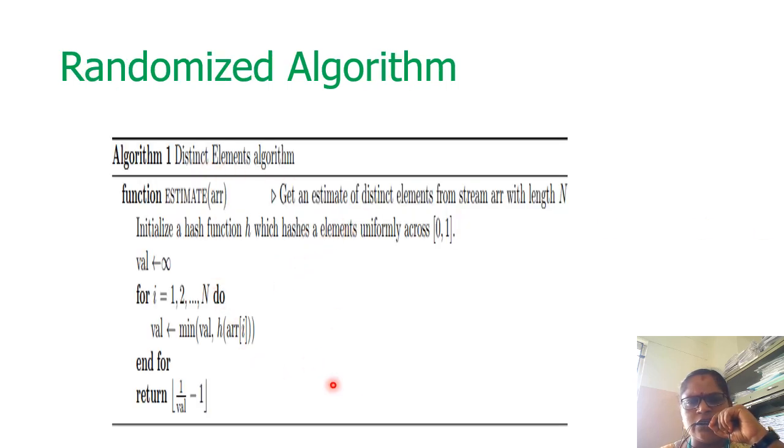This is a very short, simple algorithm for the randomized approach. A function called estimate takes in an array. We will use a hash function h, and every element in the array, whose index starts from 0 to n minus 1, will be accessed. Let the initial value of val be infinity. For every element in the array, apply the hash function and compare it with the older value. Calculate the minimum of these two values, and that becomes the new value for val. We repeat this, and finally the value to be returned is 1 by val minus 1.